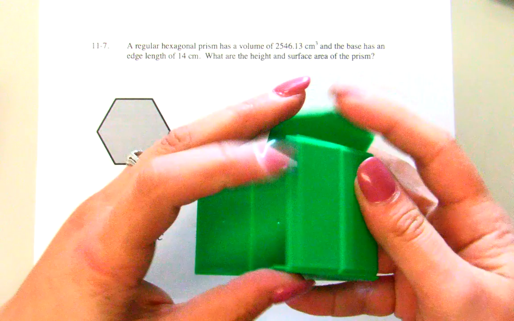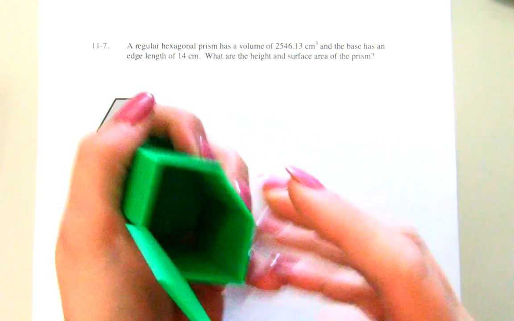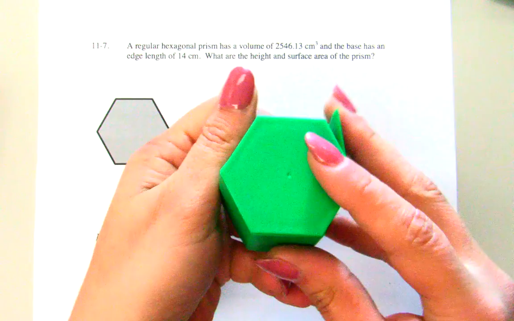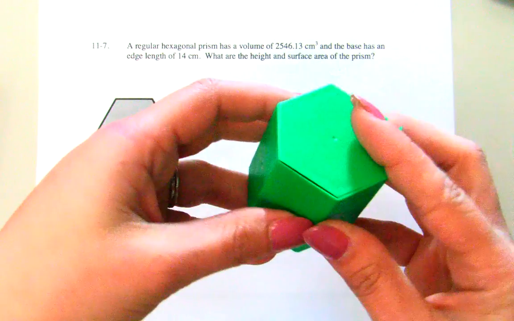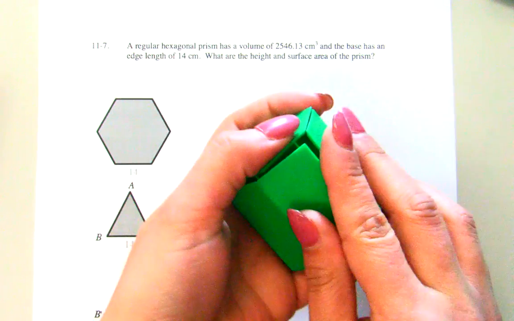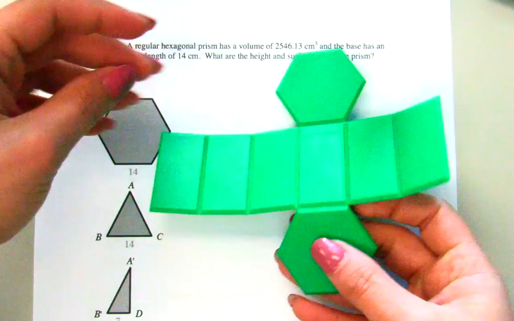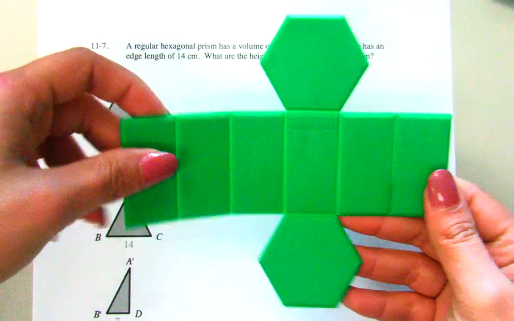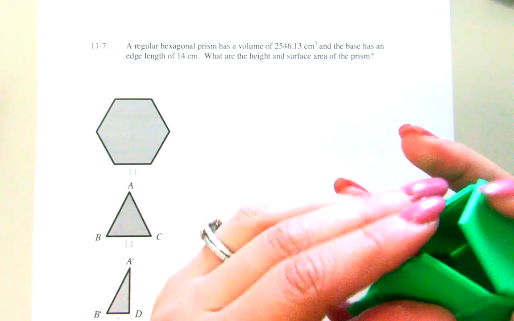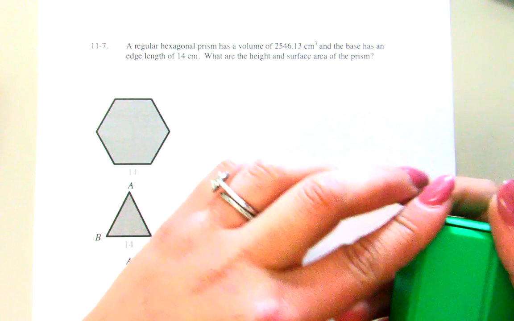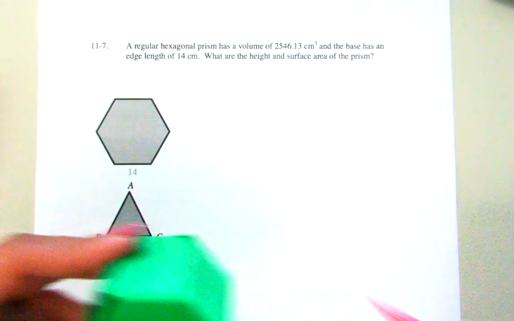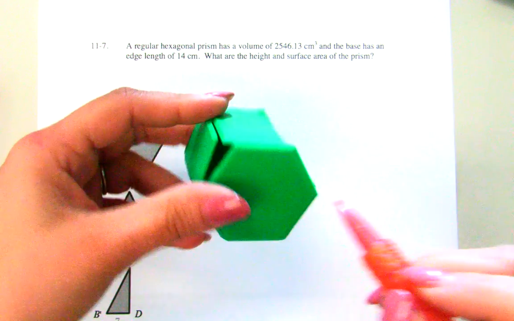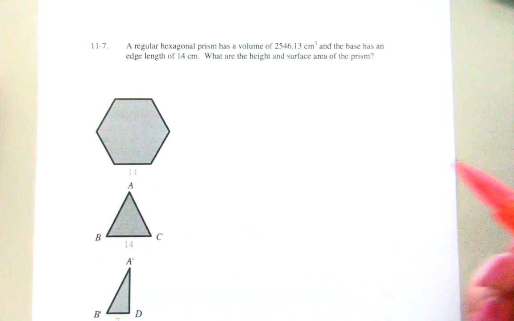I broke this one apart, but it looks something like this, where you have two bases. That's why we call it a prism. And then you have 1, 2, 3, 4, 5, 6 lateral faces. If you break this apart and find the area of all the pieces, you have the surface area. And if you find the area of your base and multiply by the height, you should be able to get your volume. So again, volume is the area of the base multiplied by how tall it is.